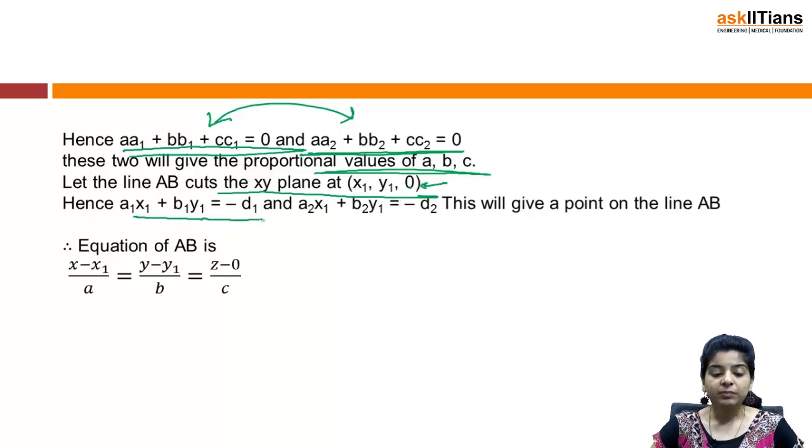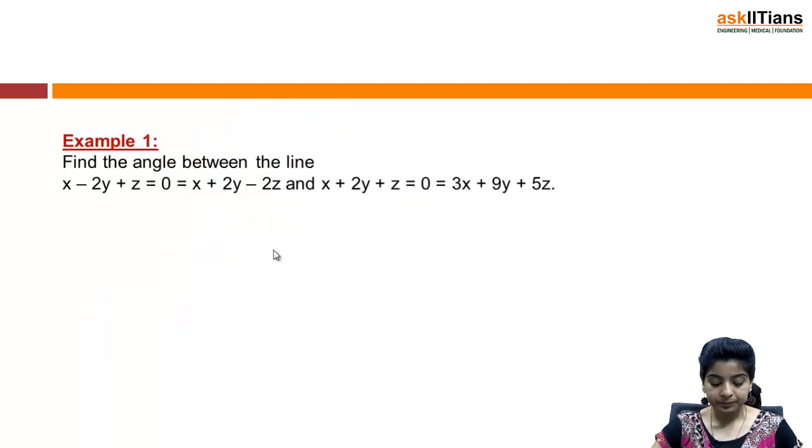Hence, a1x1 plus b1y1 equal to minus d1 and a2x1 plus b2y1 equal to minus d2. This will give a point on the line AB, and therefore the equation of AB is (x minus x1)/a = (y minus y1)/b = (z minus 0)/c. Once we discuss the examples, things will be clearer.